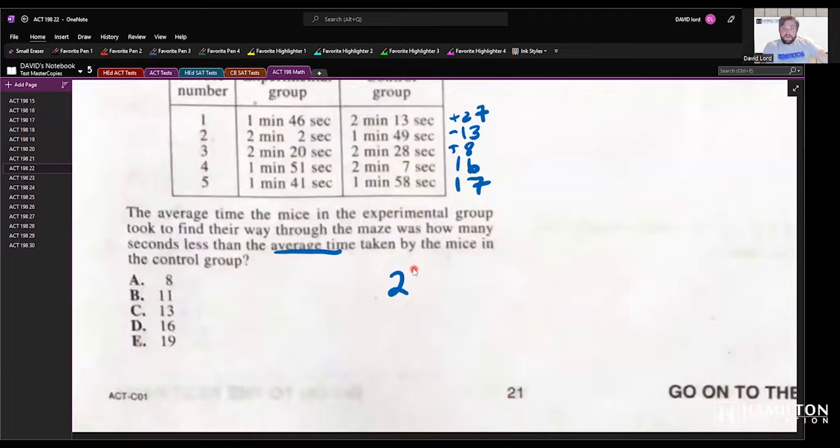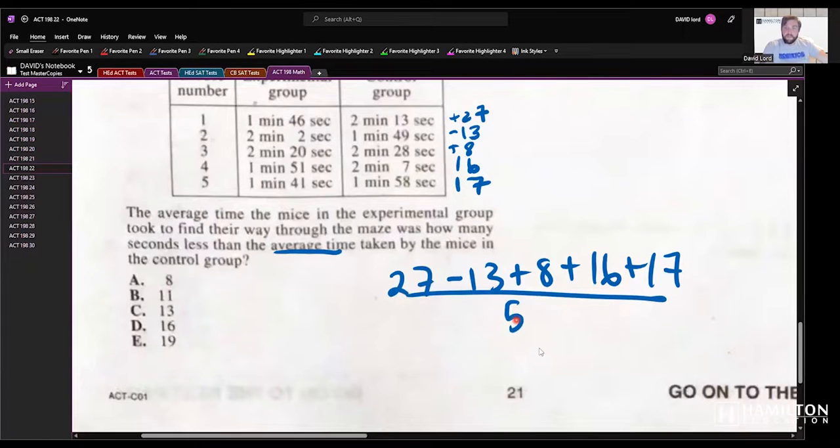So let's write it out a little bit more neatly. Plus 8 plus 16 plus 17 divided by 5. And so we've got 33 plus 27 is 60. And then we have 60 minus 5, which is going to be 55 over 5, which is equal to 11 seconds.